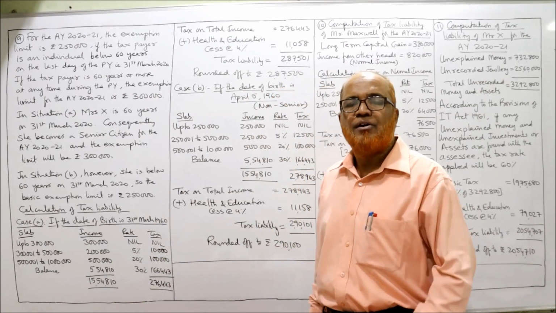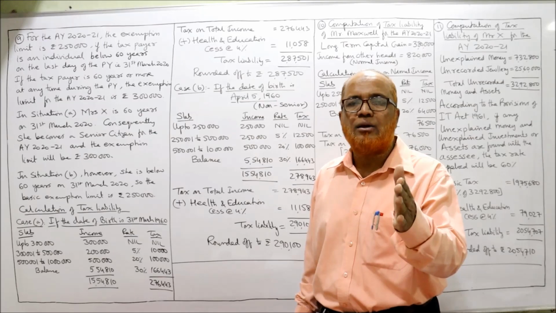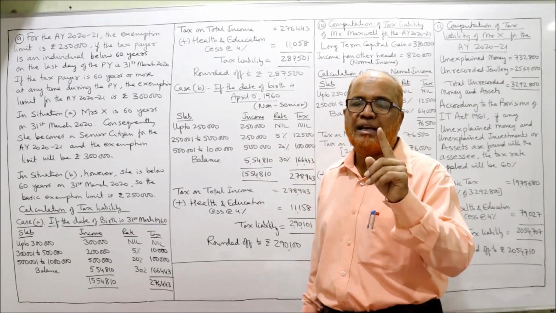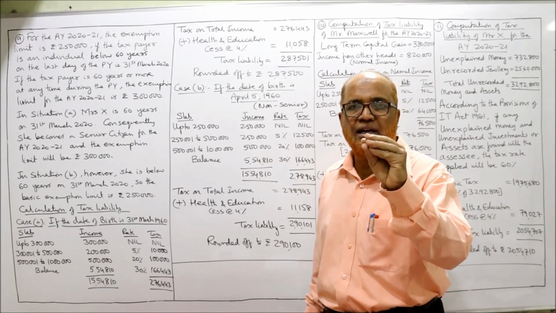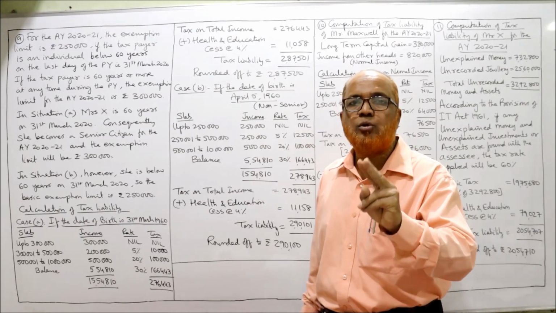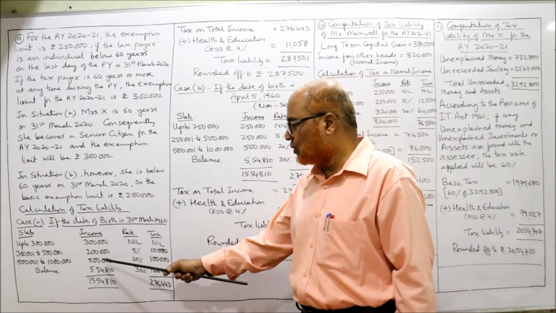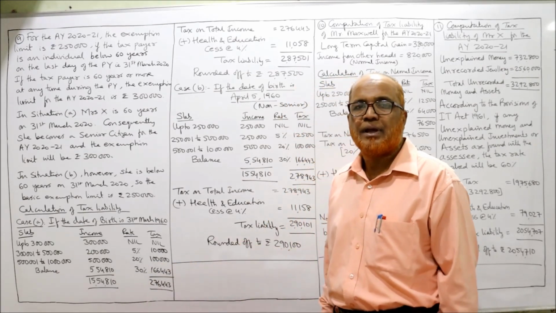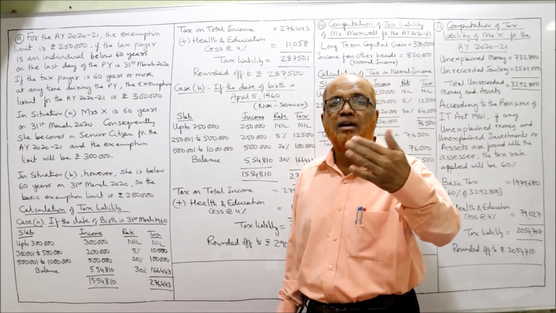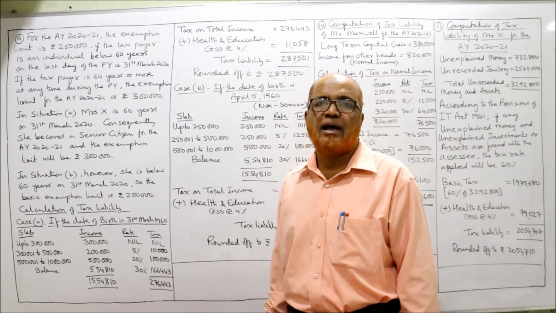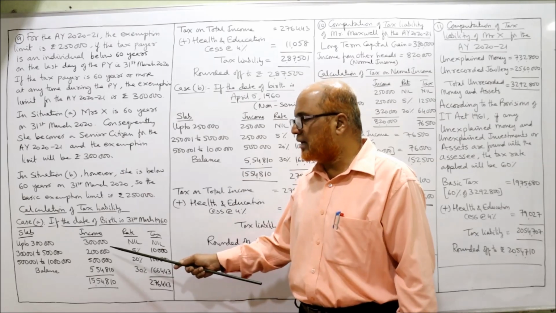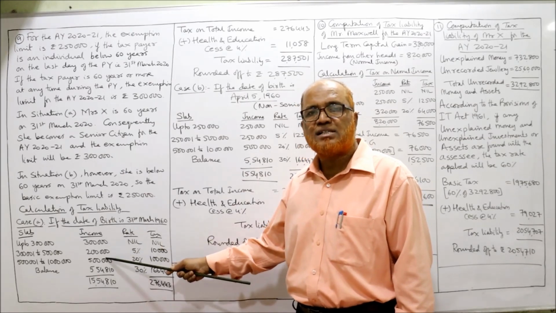Now third slab, from 5 lakh 1 to 10 lakh. So 5 lakh is the income. On 5 lakh rupees income, 20% is the tax. So 5 lakh, 20%, 1 lakh. Last slab, over 10 lakh. अब यहाँ पर देख लेंगे 10 lakh के over कितना है. तो फर्स्ट 10 लाख हो गए.